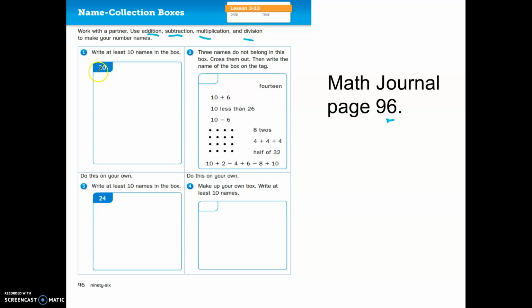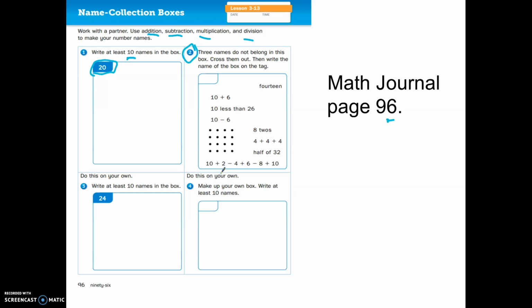So for number 1, the name of the box is 20. You need to come up with at least 10 names. At least. That means 10 is the minimum. You can come up with more if you want to. Now sometimes you have all kinds of names in the box, but the box is not named. So the directions for number 2 says 3 names do not belong in the box. Cross them out. Then write the name of the box on the tag there.